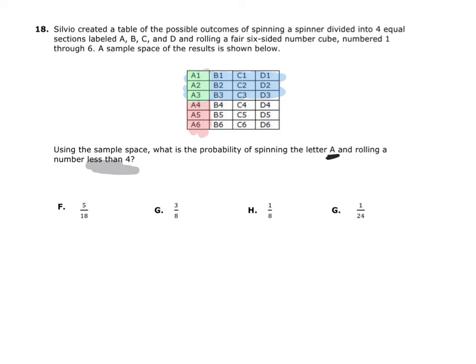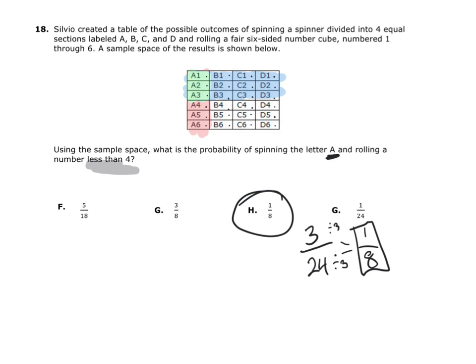All right, so now we need to make some probabilities. So that is 3 out of, let's see how many outcomes. We have 1, 2, 3, 4, 5, 6, 7, 8, 9, 10, 11, 12, 13, 14, 15, 16, 17, 18, 19, 20, 21, 22, 23, 24. Okay, 24. We can reduce that. We can divide both by 3. 3 goes into 3 once. 24 divided by 3 is 8. So we get 1/8 as our answer, H.